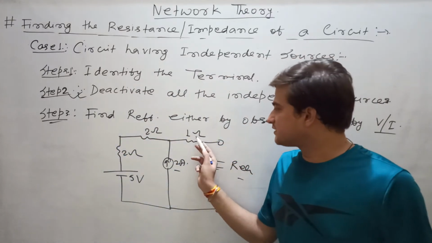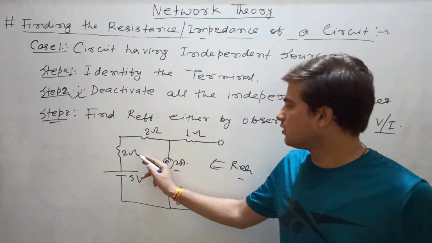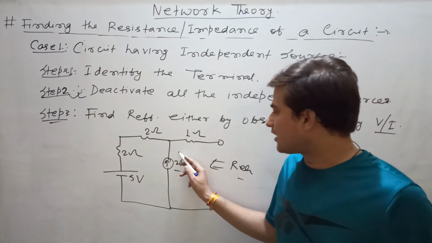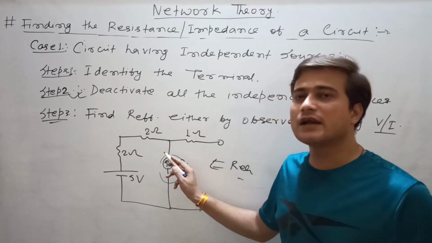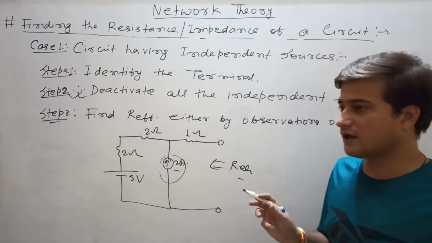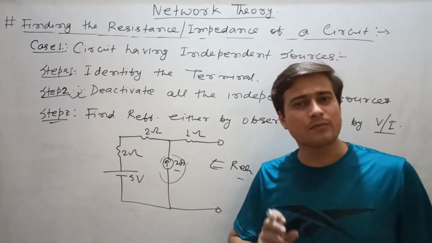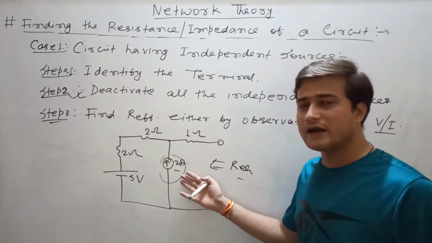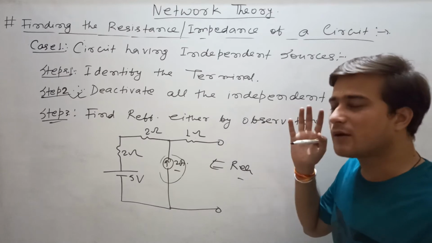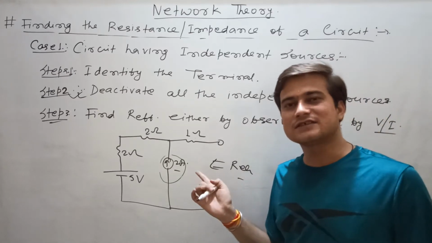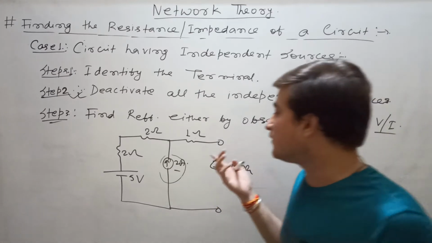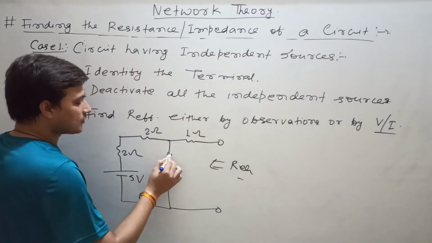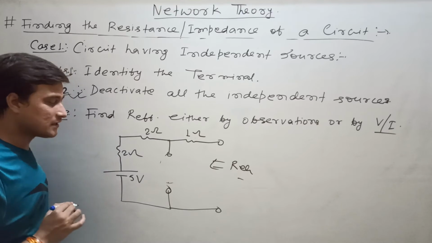So these are the elements. Resistances are known to you. 2 ohm, 1 ohm. Now what? The resistance of this current source is not given. The current source will also have some resistance. So what will be the value of resistance of an ideal current source? If you are having an ideal current source, its resistance is infinity. Infinity means what? Open circuit. So we'll open circuit it.